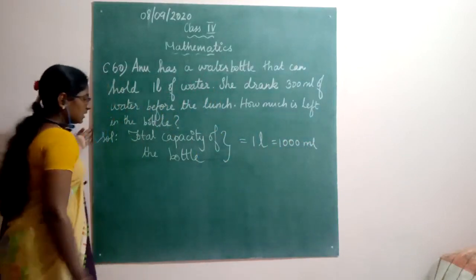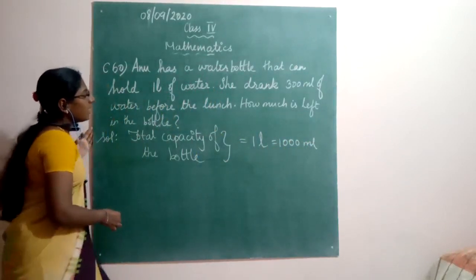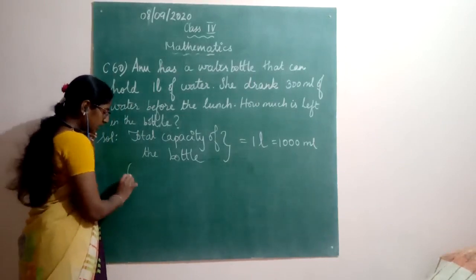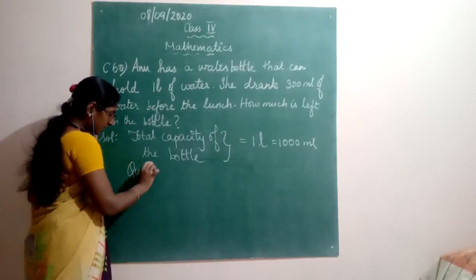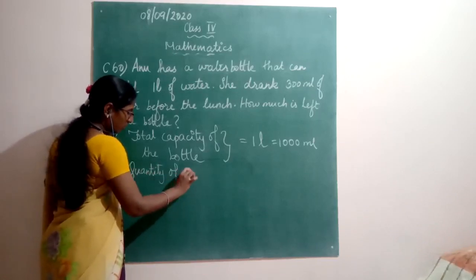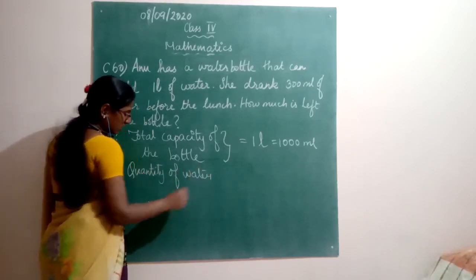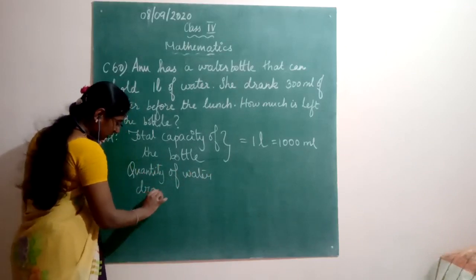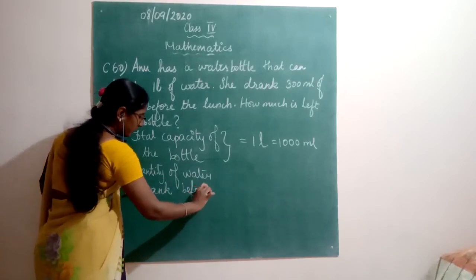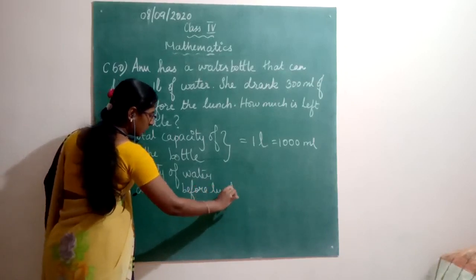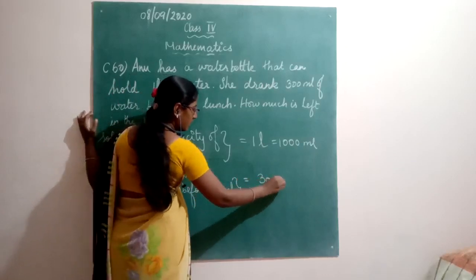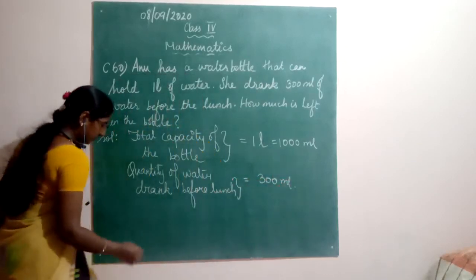Okay, next is water drank before lunch. Okay, write quantity is amount of water. Okay, quantity of water drank before lunch. Okay, so how much is it? 300 ml.